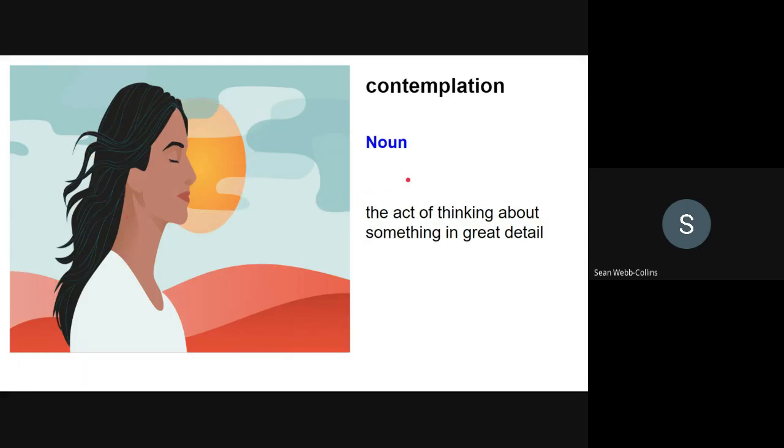Are there any other word forms? That's right, we have the verb contemplate. For example, sometimes it pays off to pause and contemplate life, to think about life.